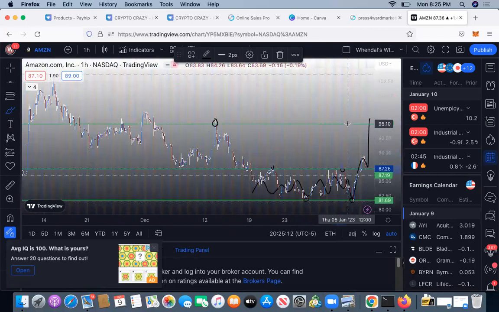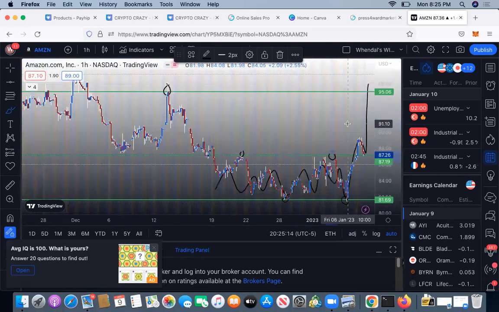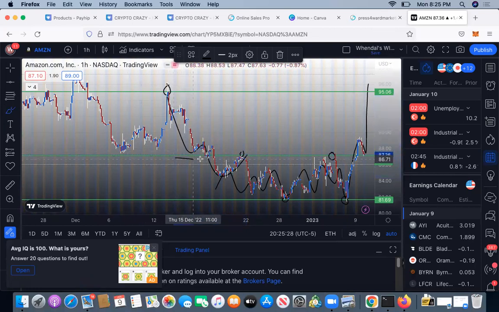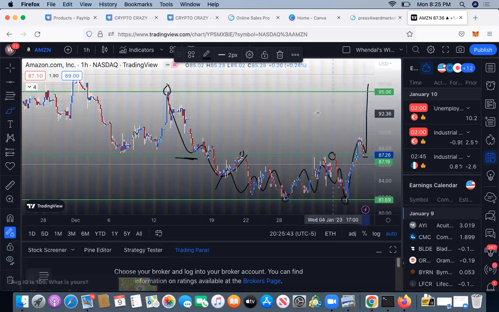When you're bouncing off of support, it's also about knowing patterns, right? So that's pretty much an inverted head and shoulders right there. Here goes the shoulder, the head, and this right here is considered the shoulder that's about to form. Once that takes off, it's the shoulder. See what I'm saying? That's going to complete this week. Mark my words, that's going to complete this week.